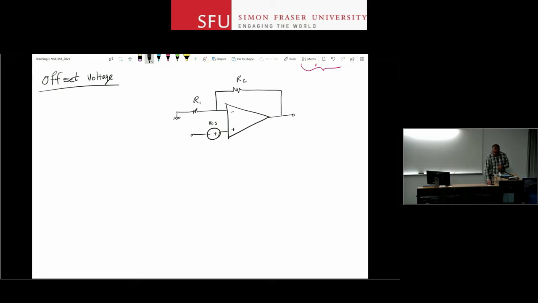Now, if you have to deal with the offset voltage, this is how you model it in your circuit. You add a voltage source in series. Usually the non-inverting input is the easier one to put it. You can put it at the inverting or non-inverting input, and there's no difference in what you will have in terms of the output calculations. As a practice, maybe put it there and see if it makes any difference.